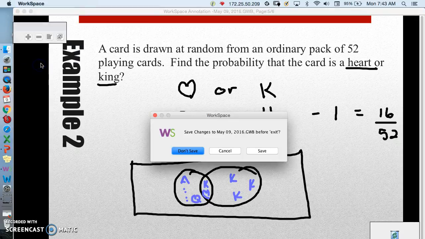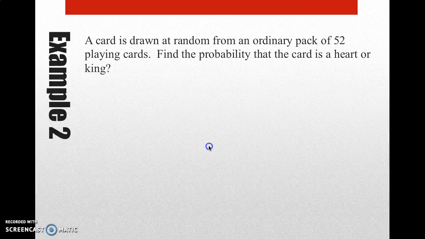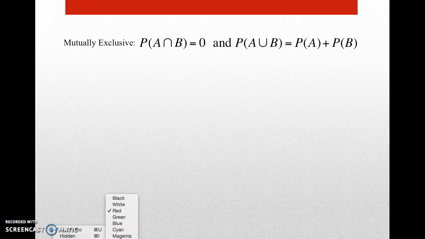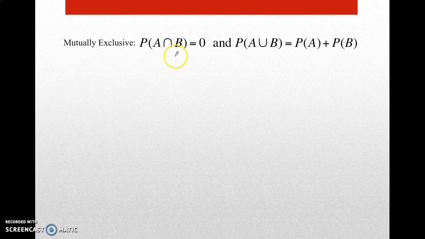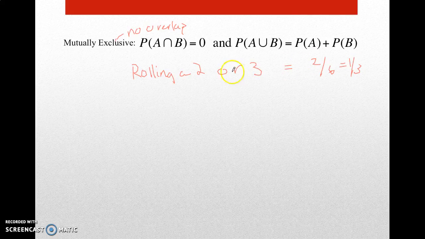And then the last thing that we're going to look at for today: mutually exclusive. This means that there's no overlap, and the probability of the intersection is 0. So if I said, what is the probability of rolling a 2 or a 3 on a die? You would say 2 out of 6 or 1/3. We just add these together: 1/6 plus 1/6 is 2/6.